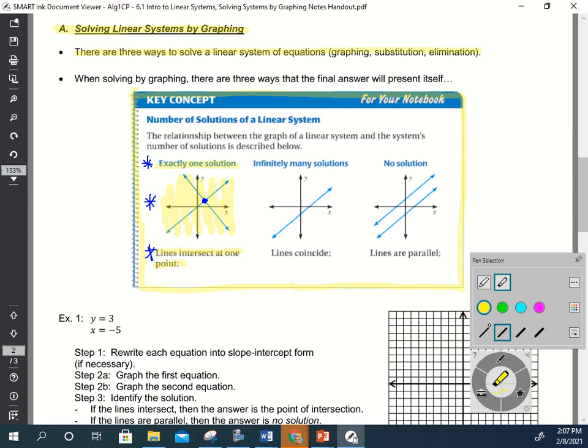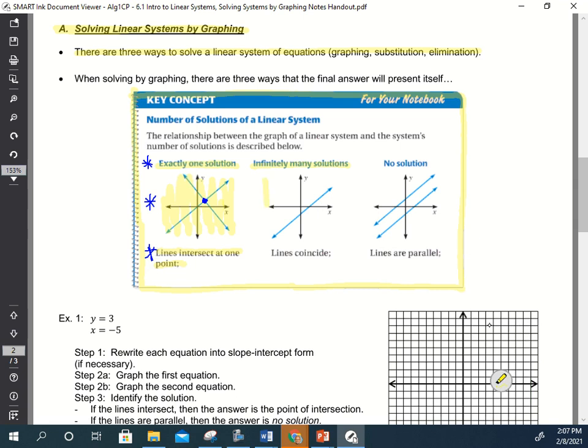Another type of solution is called infinitely many solutions. Infinitely many solutions means that the lines would coincide. Coinciding lines mean you have two of the same line. It looks like you have one line on the graph, but it was literally two lines on top of each other.